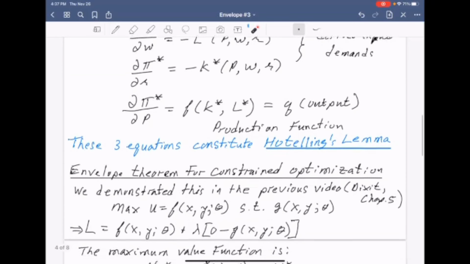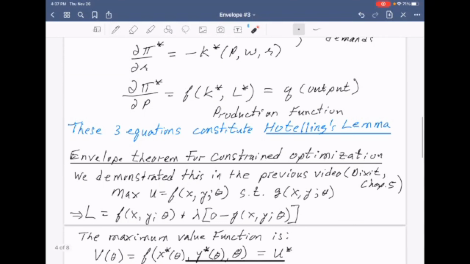All right, so Hotelling's lemma applies for the case of unconstrained maximization, or I guess you could say minimization as well, because we can multiply the objective by minus one and then maximize it, and then basically we're minimizing. The envelope theorem for constrained optimization is a bit different, but along the same lines.